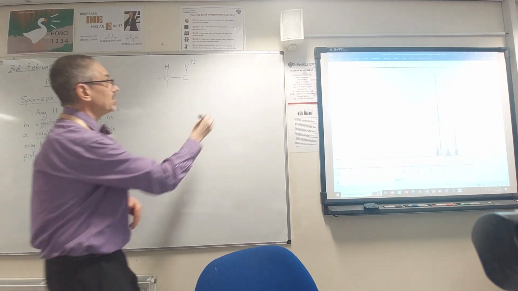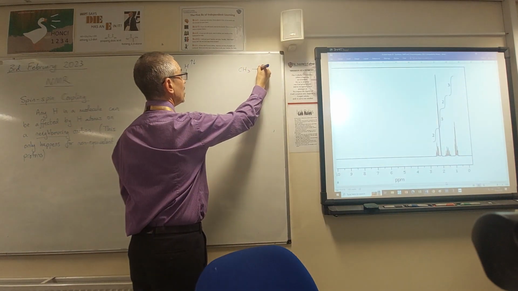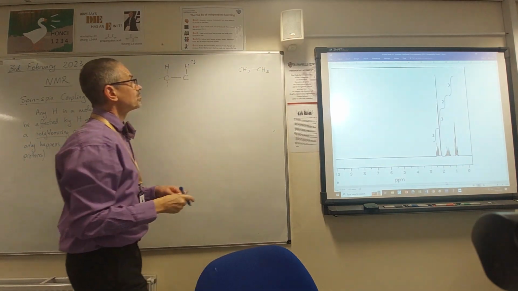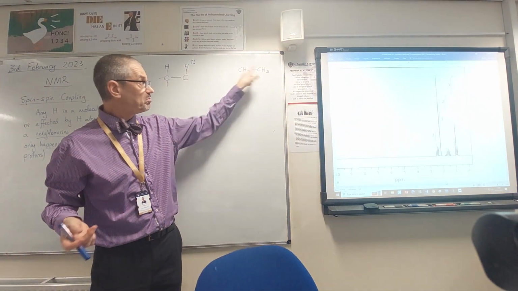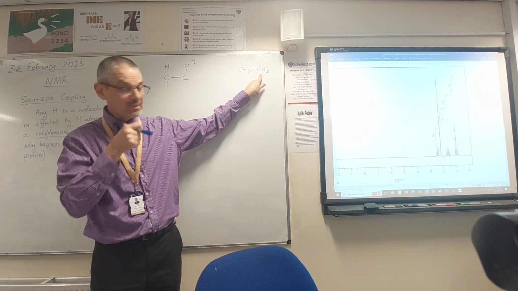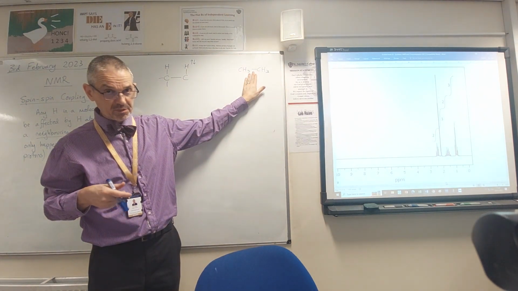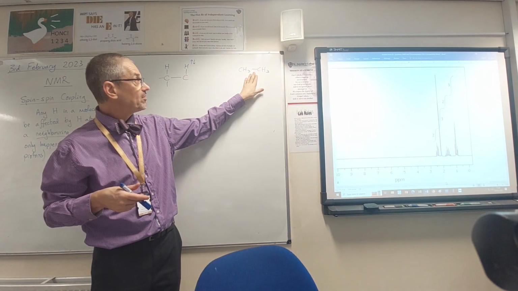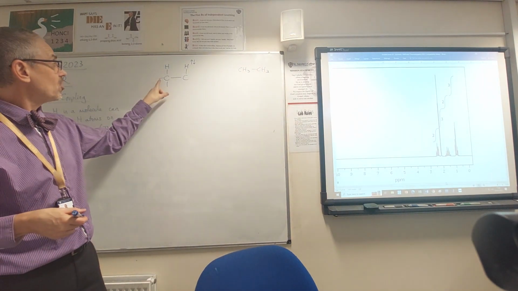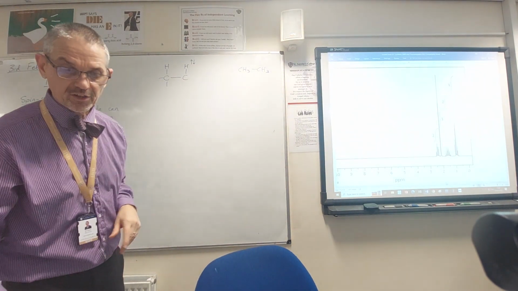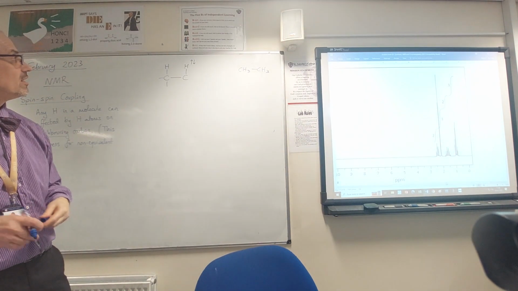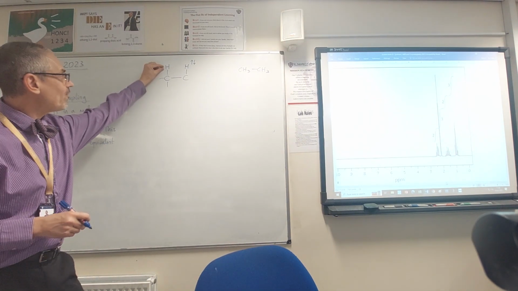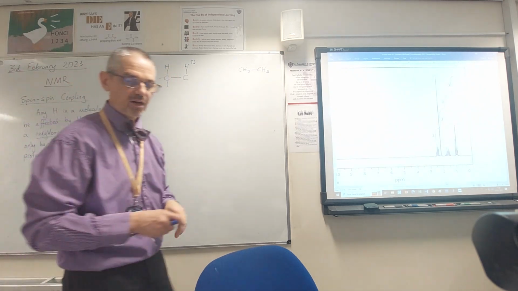In other words, if I had methane, the sets of hydrogens here don't affect each other because they're all equivalent. So I won't get any kind of spin-spin coupling with those. But if I've got a different molecule, there's other stuff going on, and these are non-equivalent hydrogens, then they will affect each other. So our hydrogen here is affected by that hydrogen there.